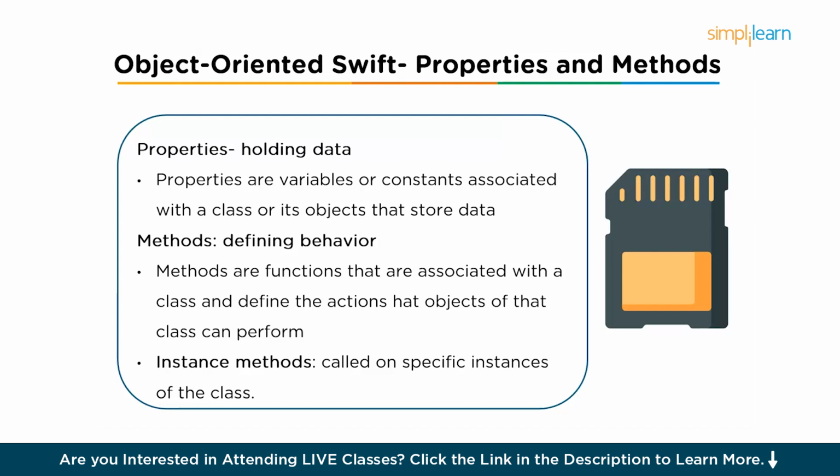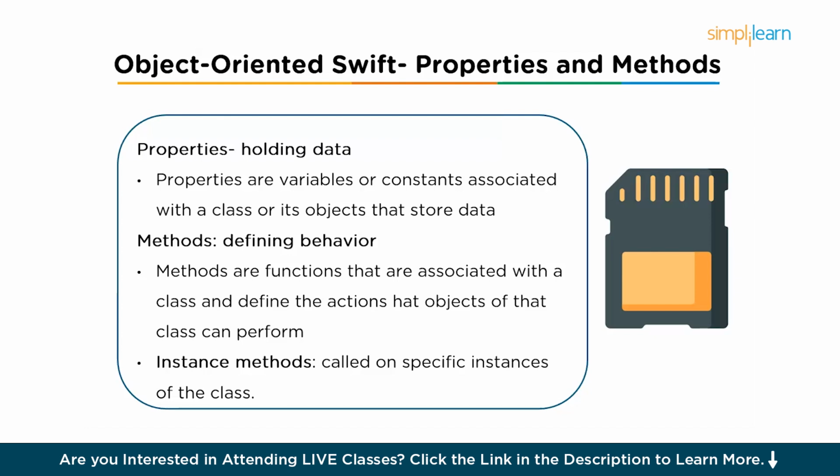Whereas methods, which are like defining the behavior. Methods, on the other hand, are functions that are associated with the class. They define the actions or operations that objects of the class can perform. Using our dog as an example, it might have methods like bark, fetch, or eat. These methods define the behavior of the dog object.